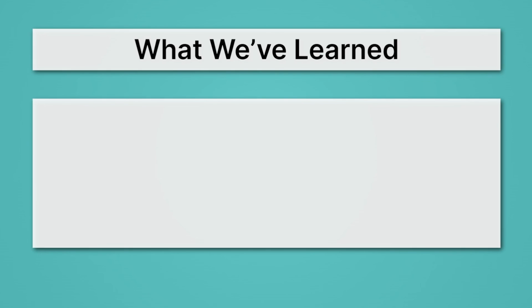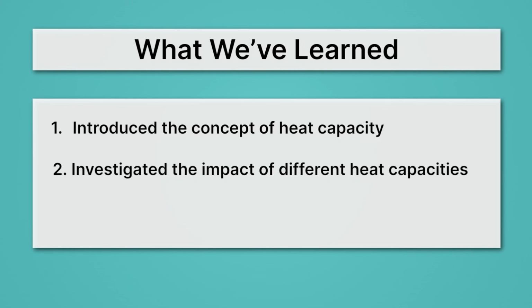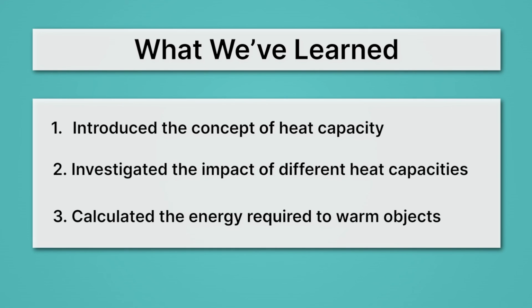Let's review what we've learned. First, we introduced the concept of heat capacity, where we saw that it's the amount of heat required to warm something up. Then we investigated the impact of different heat capacities. We saw that some things are much more easily warmed up than others. Lastly, we calculated the energy required to warm objects. We put our equation for heat capacity to use.